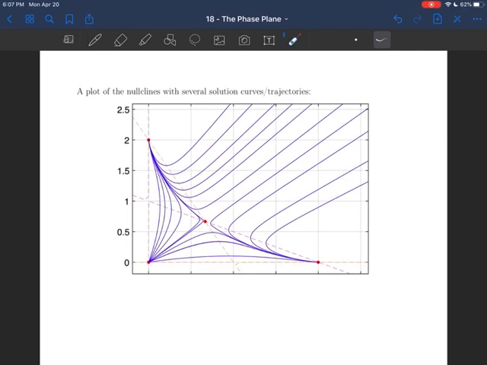So null clines are a very useful tool for figuring out the phase plane. Phase plane is an incredibly useful tool for figuring out the dynamics of 2-dimensional autonomous systems. We'll be looking at all the kinds of things that can happen. We'll do this with the pendulum, for example, and see what it has to tell us in the phase plane. There's a lot of stuff going on.